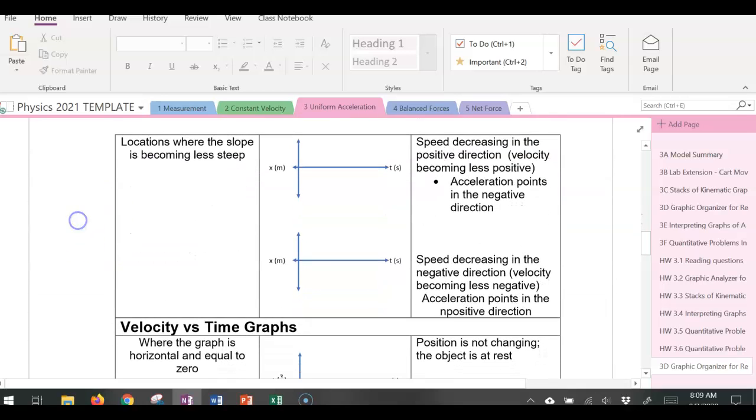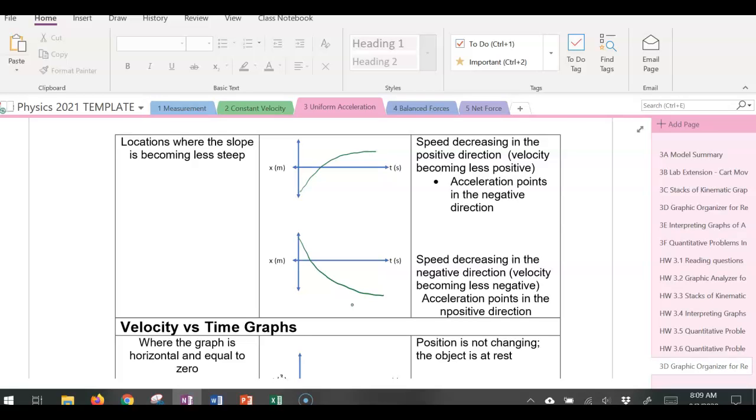Okay? Then we could look for locations where the slope of the position versus time graph is becoming less steep. And so these will also be curved, right, because the slope is changing. But one example might be like this, where the object is slowing down as it moves in the positive direction, or it could be like this, where it is slowing down as it moves in the negative direction.